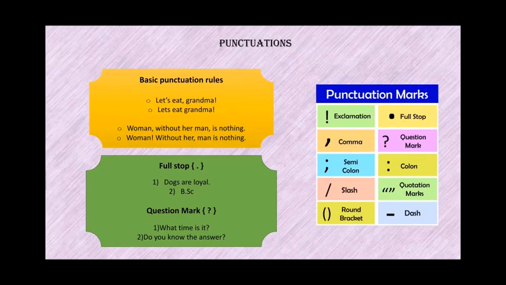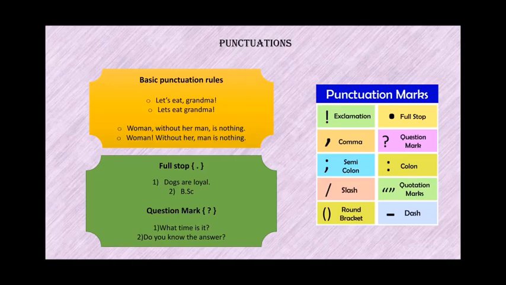Let's see the second sentence. "Woman, without her, man is nothing." Whereas the second one, "Woman: without her man, is nothing." So there is a vast difference when you add punctuation marks in sentences or in paragraphs, which changes the entire meaning of what the other person is trying to express. So let us see one by one different types of punctuation marks.